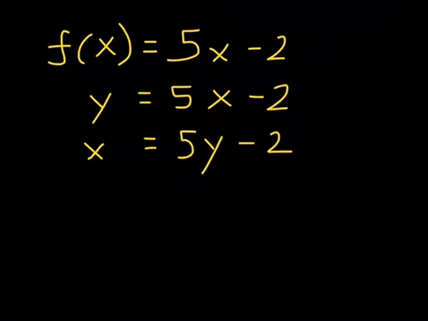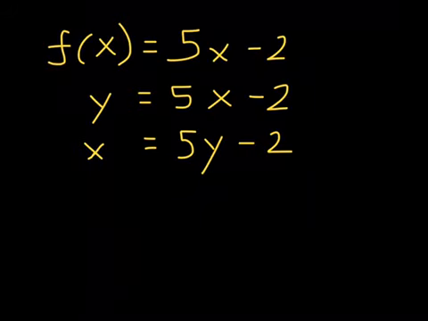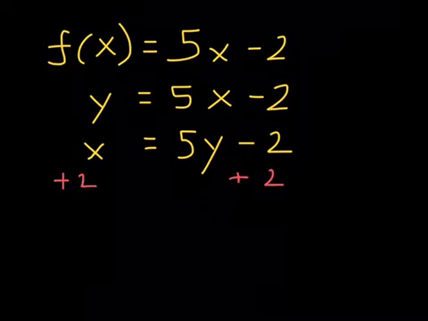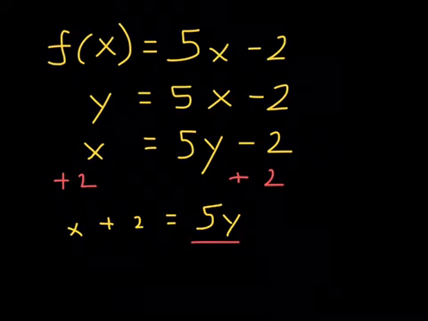Okay, so now what I would ask you to do is to solve for y. Solving for y, the first thing I would do to both sides is add 2. When we say solve for y, we mean isolate y, right? So get y by itself. So now you have x plus 2 on the left is equal to 5y. The next thing you would do to isolate y, or solve for y, is to divide by 5. Okay, so divide both sides by 5.